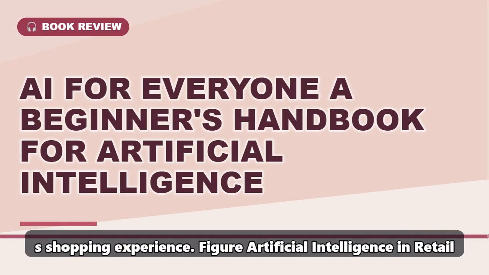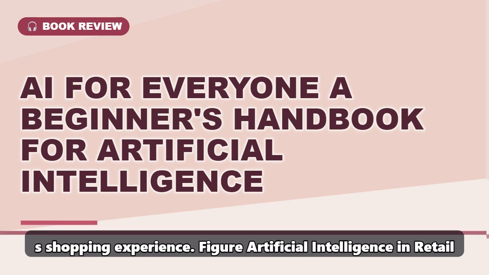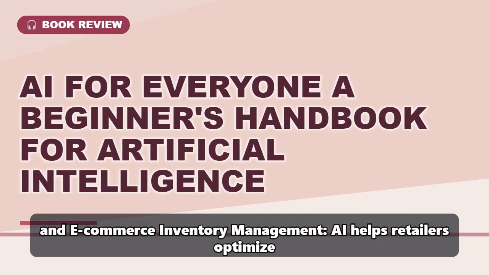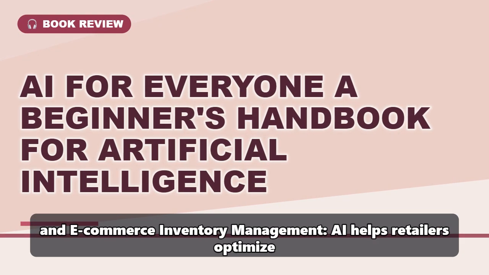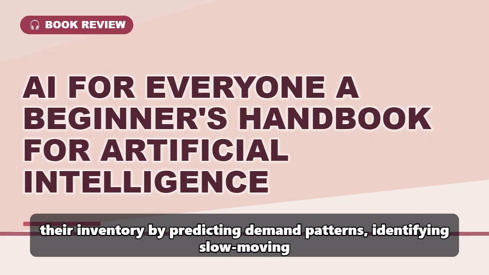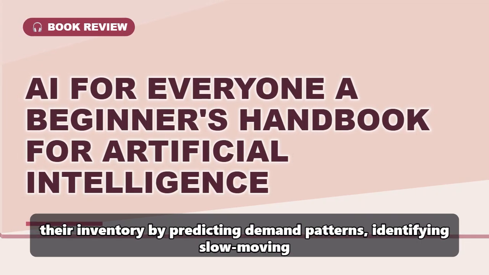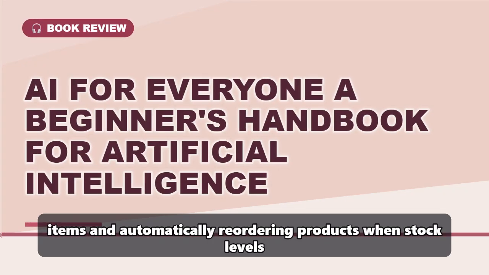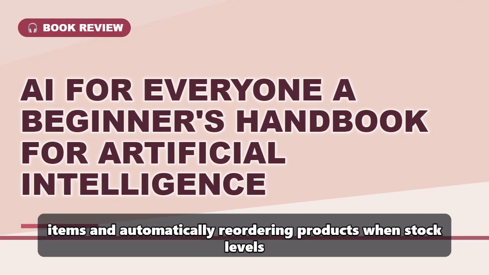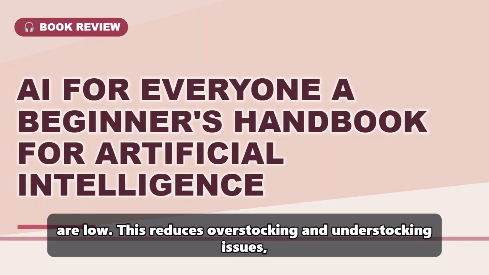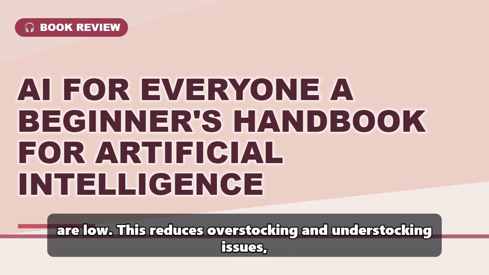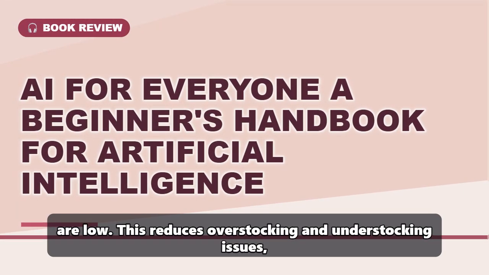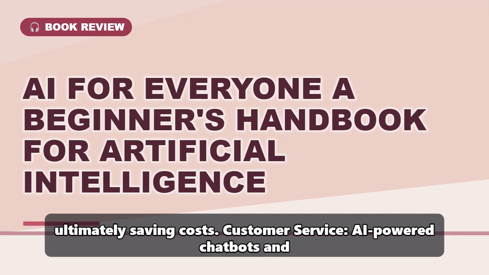Figure: artificial intelligence in retail and e-commerce. Inventory management. AI helps retailers optimize their inventory by predicting demand patterns, identifying slow-moving items and automatically reordering products when stock levels are low. This reduces overstocking and understocking issues, ultimately saving costs. Customer service.